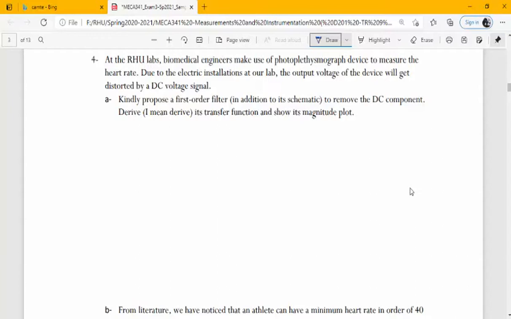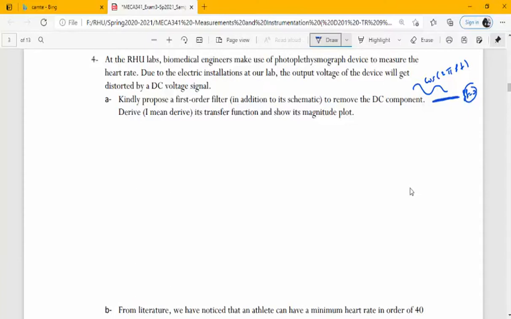Because the DC component has a frequency that tends to 0. So assume, for instance, you have a sinusoid signal, cosine 2 pi ft, or sine. In case it is cosine and the frequency is equal to 0, this becomes a DC, an offset signal. With a frequency equal to 0, a DC component.